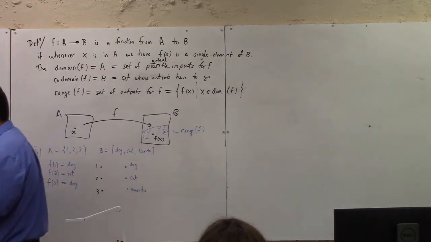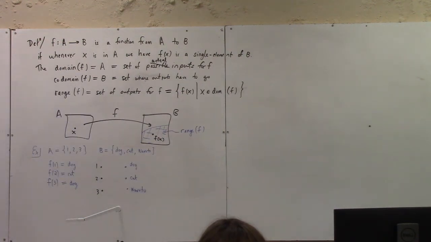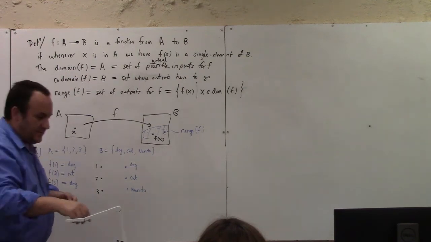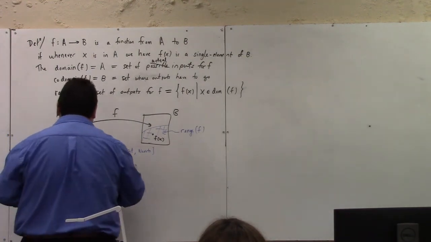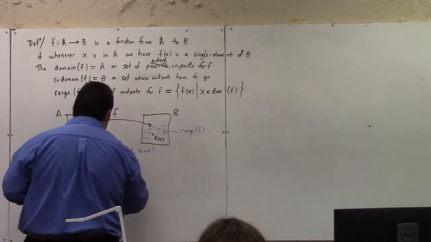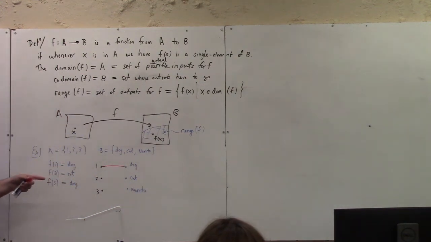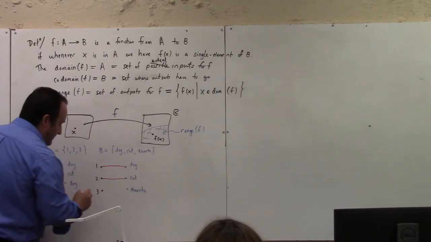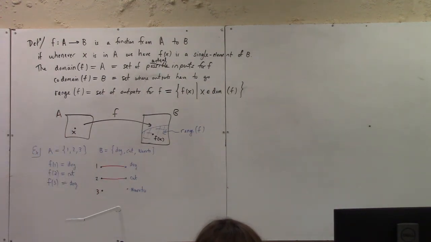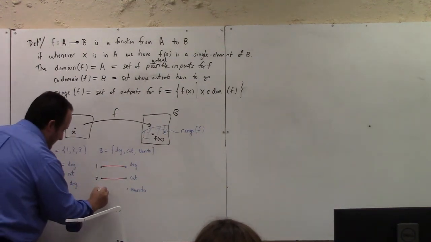So your book sometimes likes to make little arrow diagrams to illustrate what the function does, right? Since it's a function, it has a single output for each input, which means when you start on the left, you only draw one line per input. So 1 goes to dog, 2 goes to cat, and 3 goes to dog again.